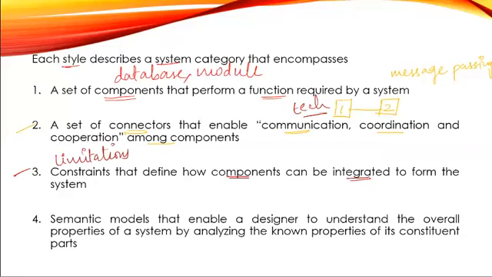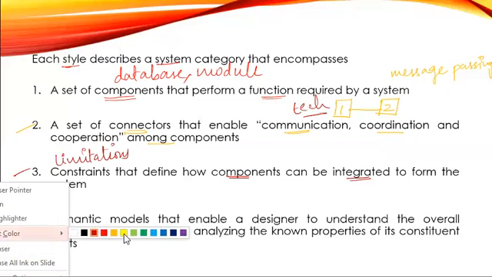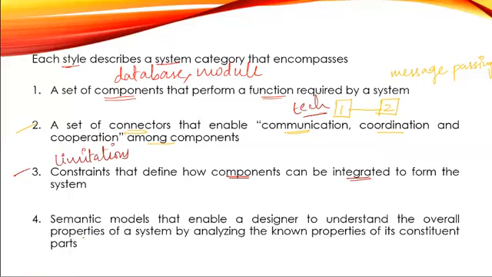Then the next one is the semantic model that enables a designer to understand the overall properties of a system. Now, you're going to have a system, and that system is going to tell you the overall properties. It's like when you're making a prototype. Within a prototype, you make a system that is similar to your end system, that is, how the system is going to look when it is completely developed.